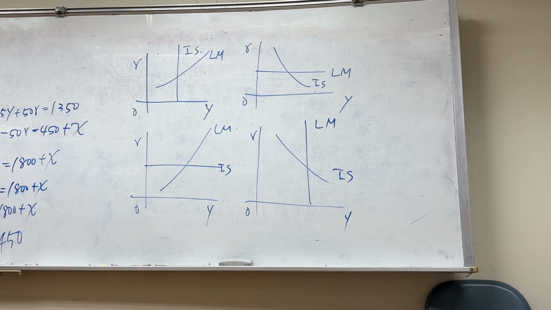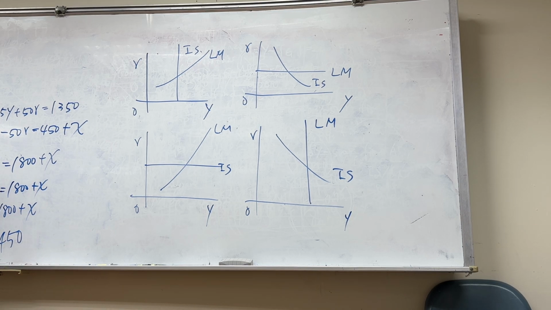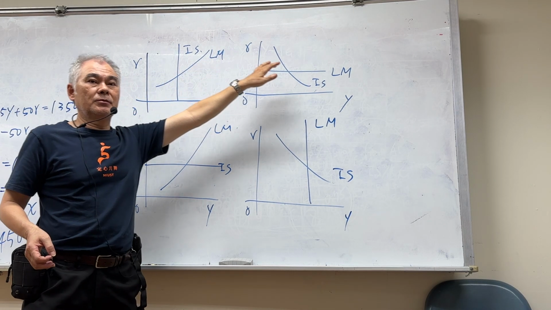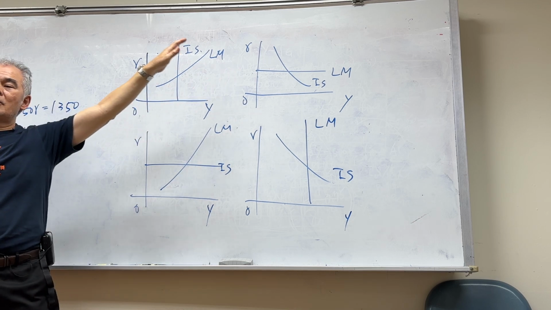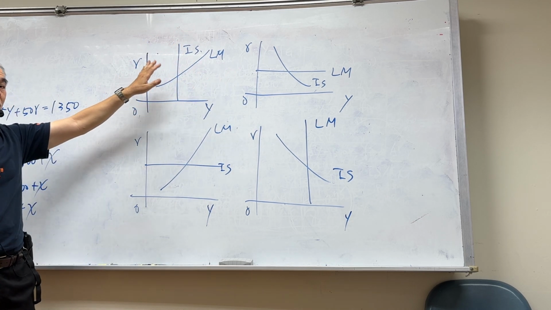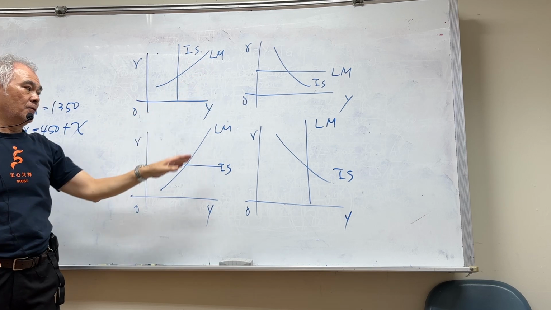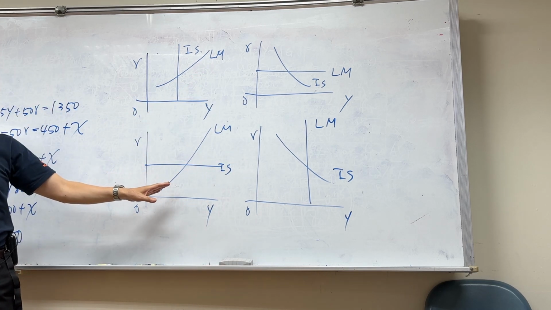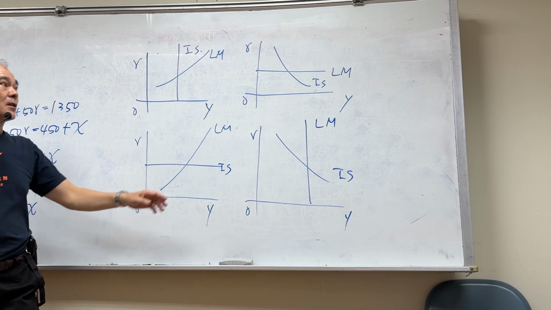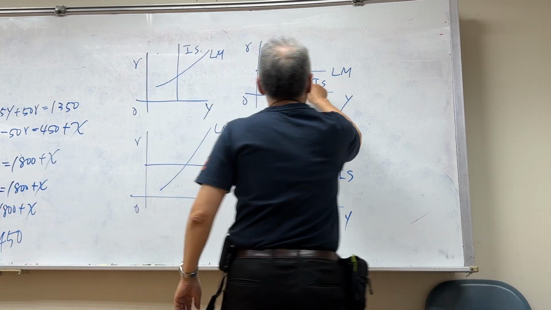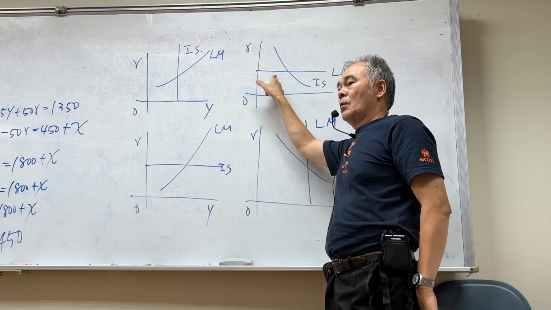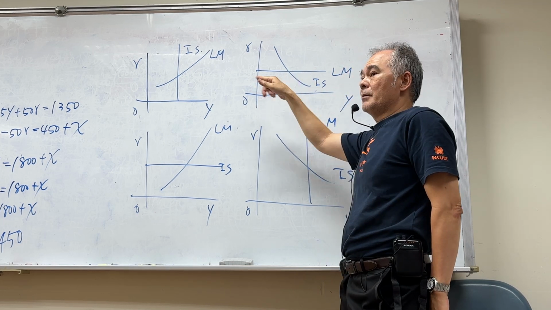So we have four situations, okay? And for these four situations, you're gonna know when monetary policy has an impact and when fiscal policy has an impact. For the top two, monetary policy does not work. For the bottom two, fiscal policy does not work. Okay, this one is easy. This is the liquidity trap. When there's a liquidity trap, the LM curve is flat.